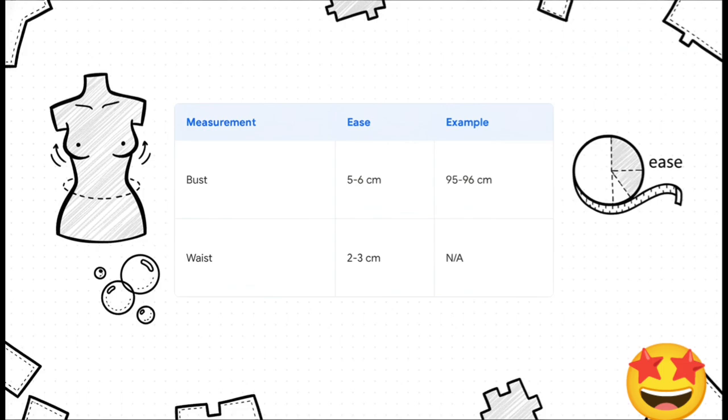So let's say your bust measurement is exactly 90 centimeters. You wouldn't use 90 for the draft. You'd use 95 or 96 centimeters. That extra space, once it's distributed all around the body, is your breathing room. And you'll notice less is added at the waist. Why? Well, because it simply doesn't expand quite as much as your ribcage does when you breathe.